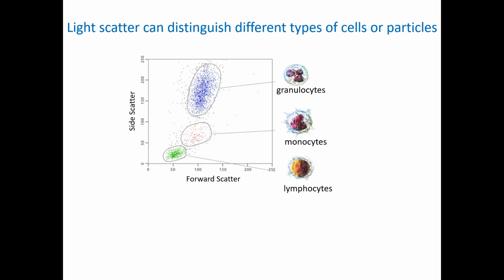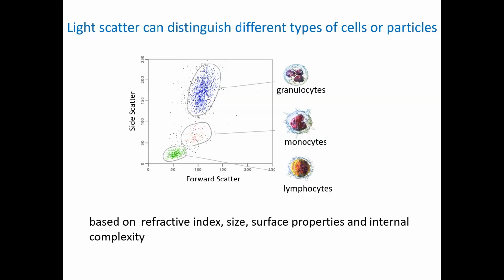It's a very useful parameter to distinguish different types of cells based on refractive index, size, surface properties, and internal complexity. And we use scatter in every cytometry experiment, but neither forward scatter nor side scatter can be used to quantitate exact size.